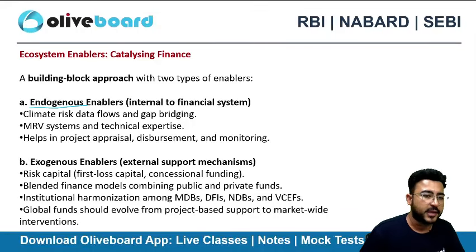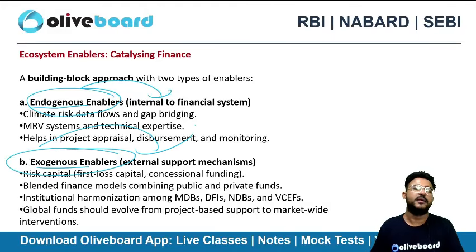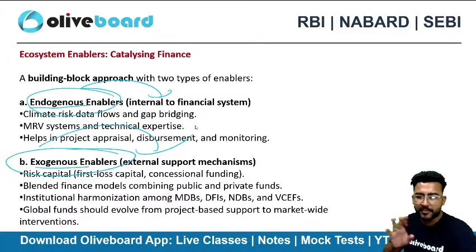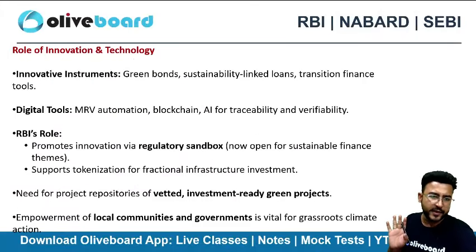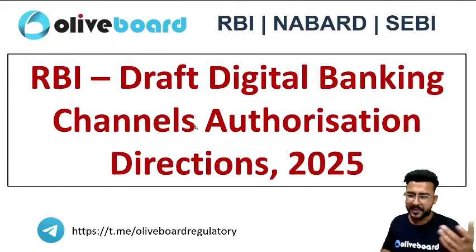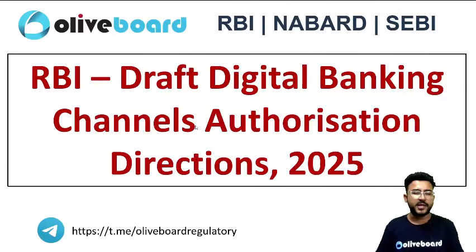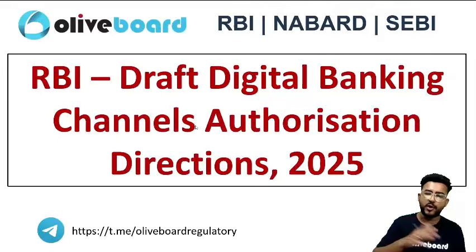Endogenous and exogenous. Endogenous enablers are internal to the financial system, and exogenous ones are external. Even if you are able to remember these things, that will be fine. We are not covering the whole speech, because there are so many speeches. This batch is specifically related to the RBI circular. Still, I'm not ignoring it, just covering the keywords.